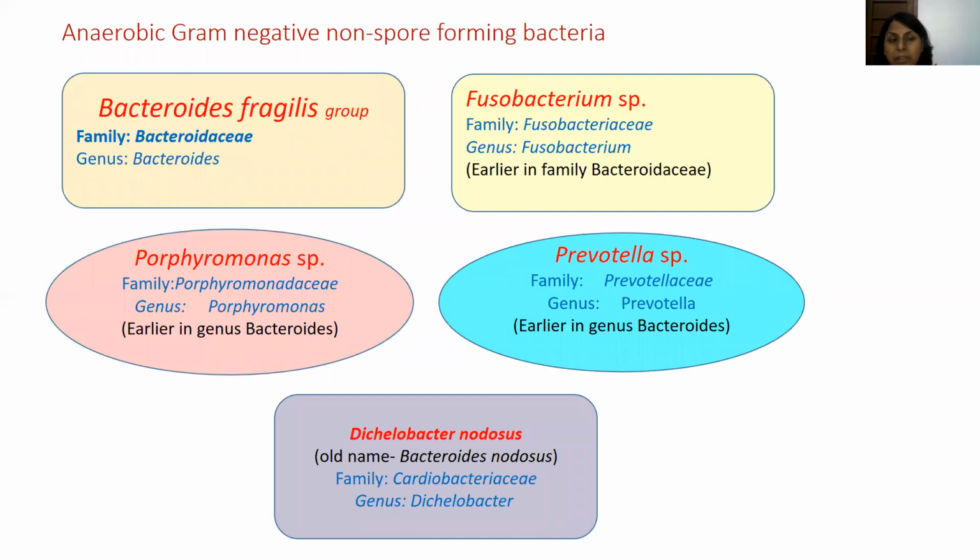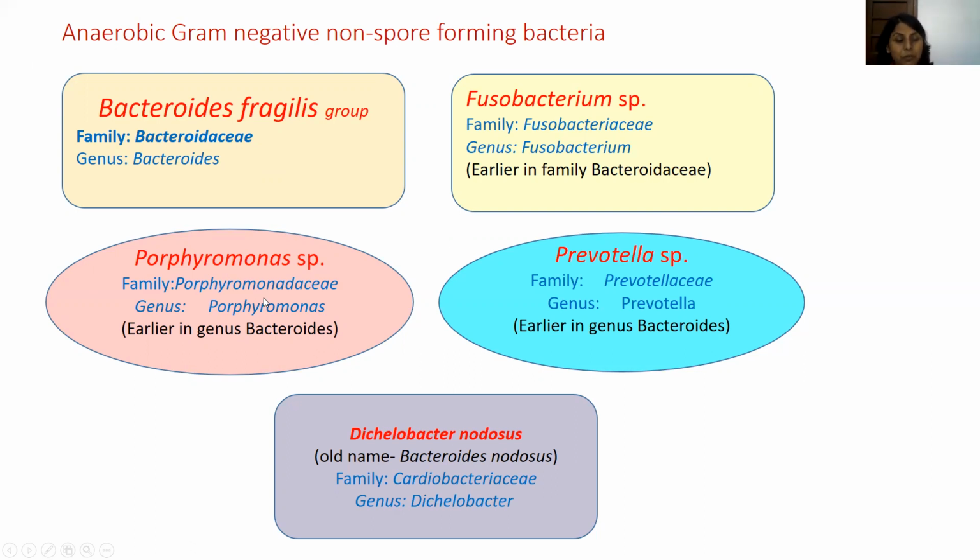These anaerobic gram-negative non-spore forming bacteria belong to different genera and can be grouped as follows. The Bacteroides fragilis group belongs to the family Bacteroidaceae and the genus is Bacteroides. Fusobacterium species: the family is Fusobacteriaceae and the genus is Fusobacterium. Earlier these belonged to the family Bacteroidaceae.